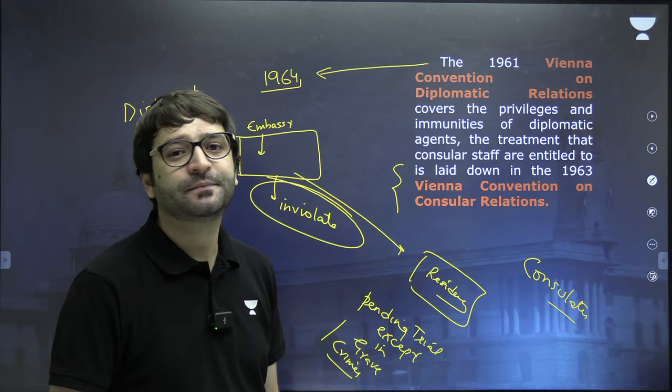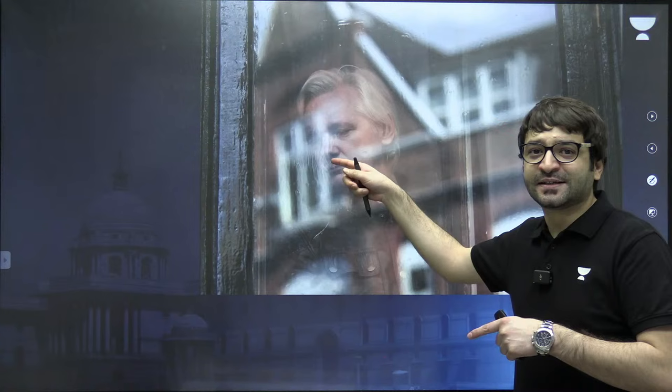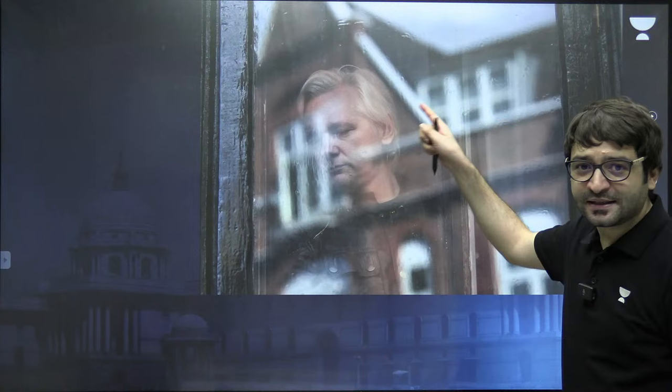And this is where we come across two examples that I have picked from this news. One is Julian Assange, the founder of WikiLeaks, who was wanted in the UK, who was wanted by Australia, who was wanted by the United States. But what did he do? He entered Ecuador's embassy in the United Kingdom and stayed there for multiple years. The police could not enter the Ecuador embassy. Why? Because that embassy is inviolate. You cannot enter without the permission of the head of the mission.